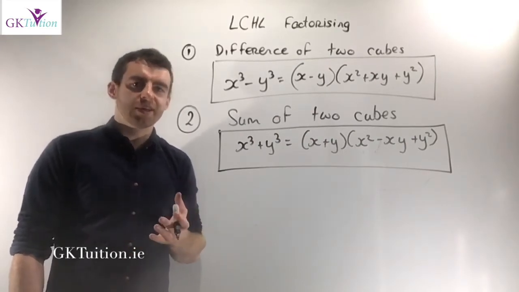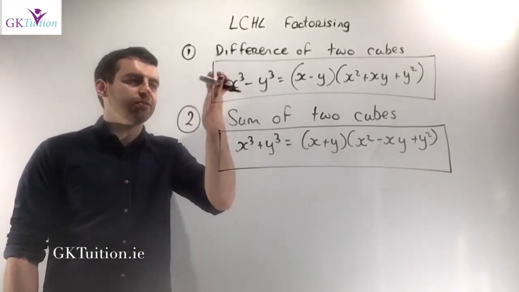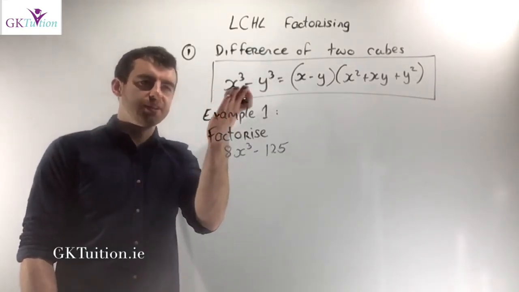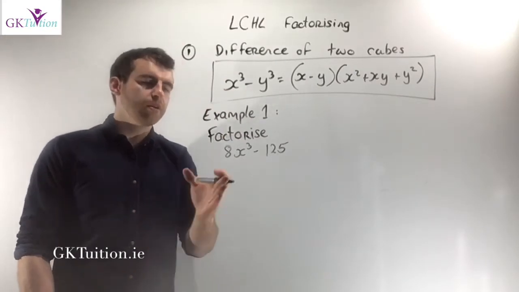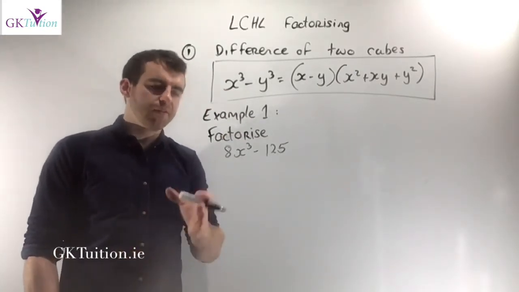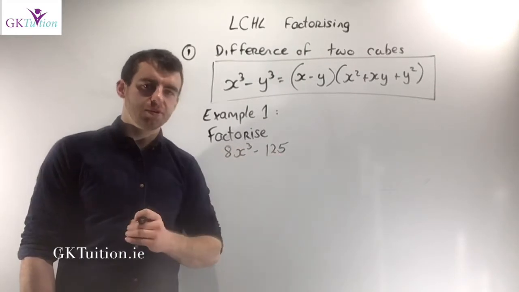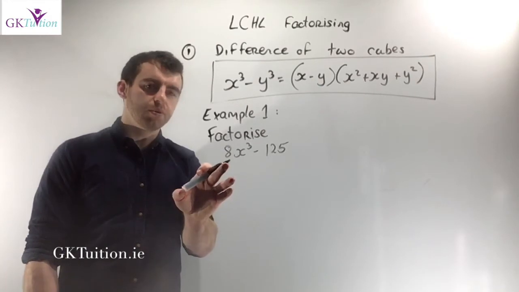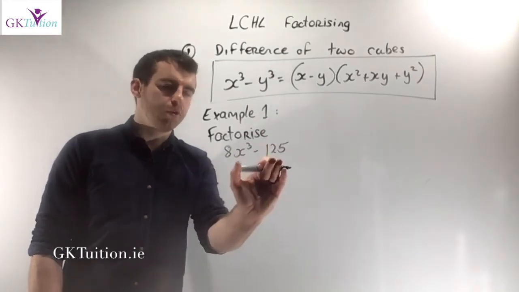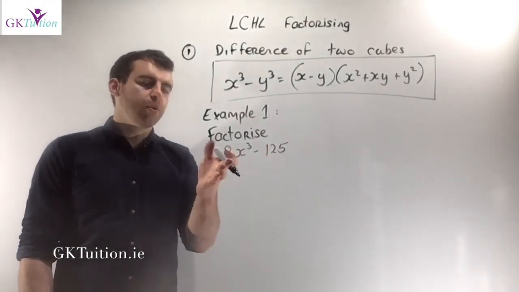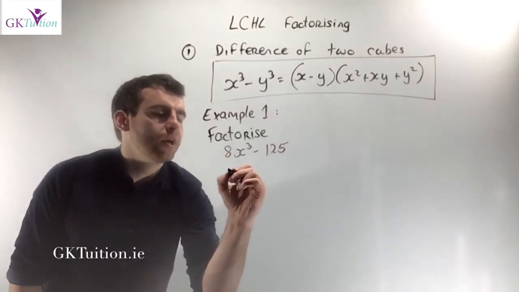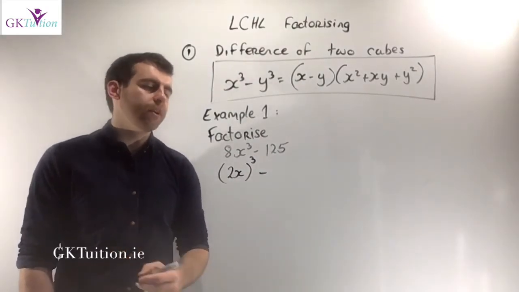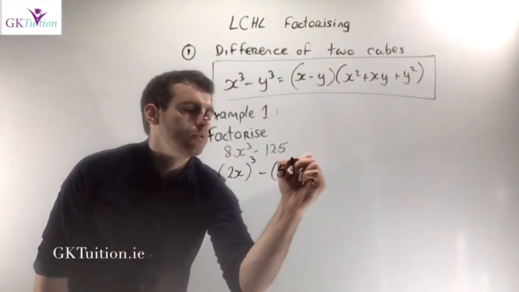So let's first go through an example of how you would factorise the difference of two cubes. Okay, so if we needed to use this formula for factorising the difference of two cubes, the question might look something like this. You might be asked to factorise 8x cubed minus 125. I know that this is the difference of two cubes because the cube root of 8 is 2 and the cube root of 125 is 5. So I could rewrite 8x cubed as 2x all to be cubed. And I could rewrite 125 as 5 all to be cubed.